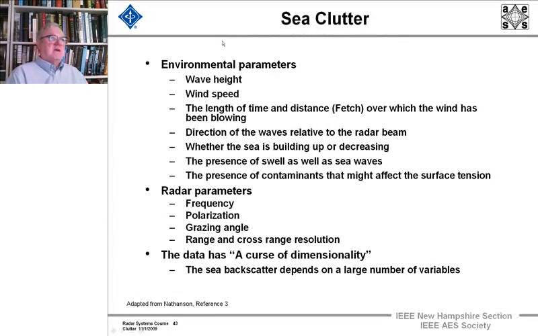And here we see the sea clutter parameters. We've got the wave height, the wind speed, the length of time and distance, that's called the fetch, over which the wind has been blowing, the direction of the waves relative to the radar beam. You can read the rest of them. The swell of the waves, the contaminants that might affect surface tension, the garbage floating on the water way out at sea, as there is too much of, and the standard radar parameters we've gone over. And data has that cursive dimensionality since it depends on all of these parameters.